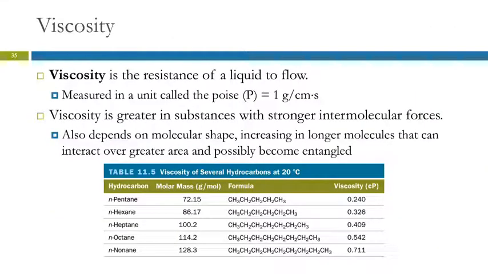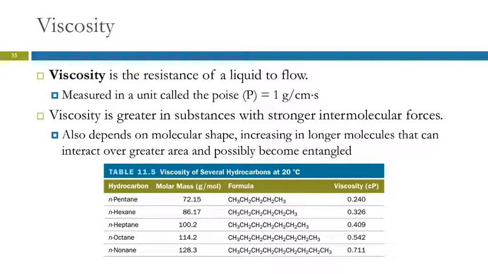Another property resulting from intermolecular forces is viscosity. Viscosity is the resistance of a liquid to flow. This is measured with a unit called a poise. It's 1 gram per centimeter second. Just want you to have heard of that. I'm not going to do anything with it.